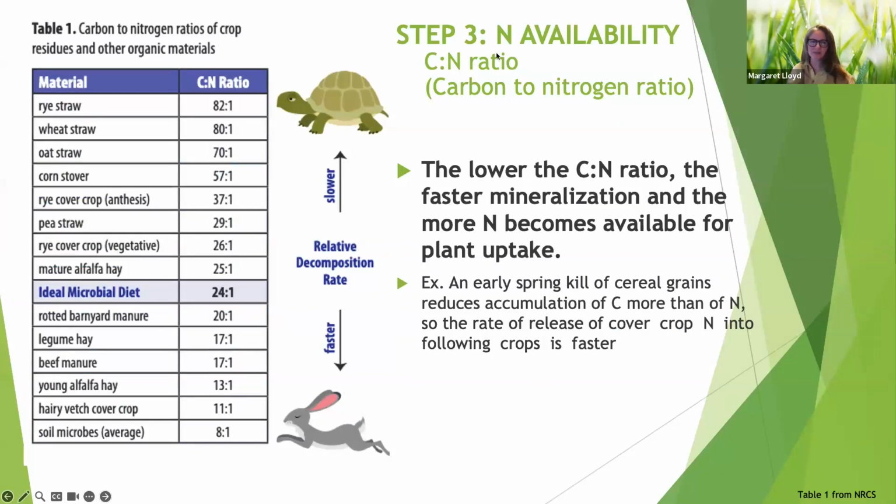So when it comes time to estimating your N availability, the lower the C to N ratio, the faster the mineralization and the more nitrogen that becomes available for plant uptake.